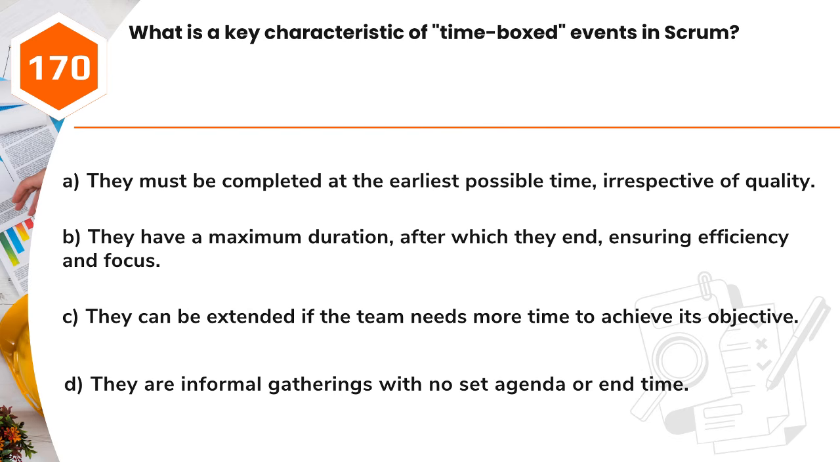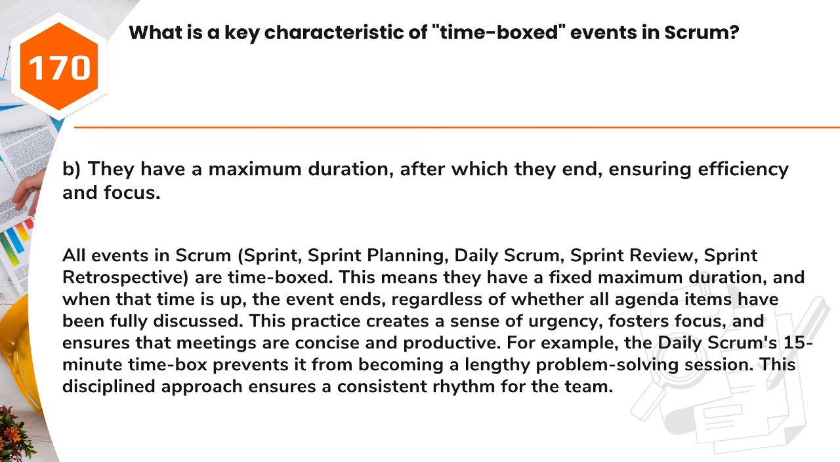Question 170. What is a key characteristic of time-boxed events in Scrum? A. They must be completed at the earliest possible time, irrespective of quality. B. They have a maximum duration, after which they end, ensuring efficiency and focus. C. They can be extended if the team needs more time to achieve its objective. D. They are informal gatherings with no set agenda or end time. Answer, B. They have a maximum duration, after which they end, ensuring efficiency and focus.